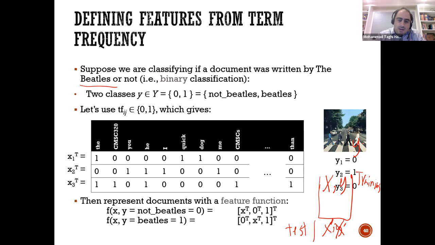Here you can train it. For example, you need to say, this one is by Beatles, for example. This is the example. So this is the Y variable, for the first one it is 0. 0 means not Beatles. This one is by Beatles. And the other one, 0 means not Beatles.